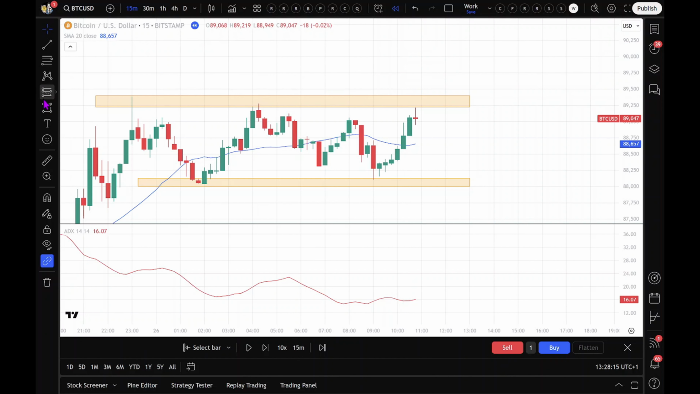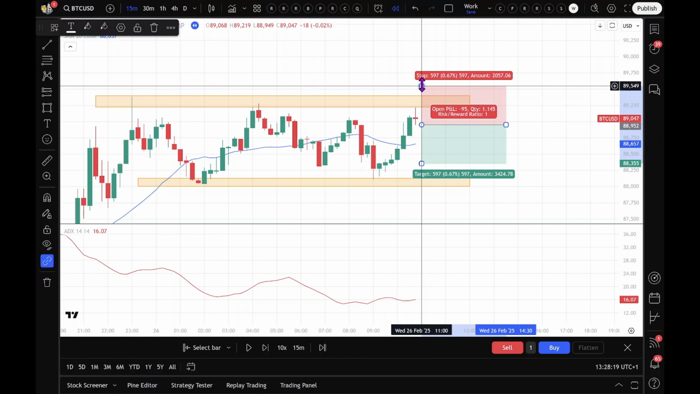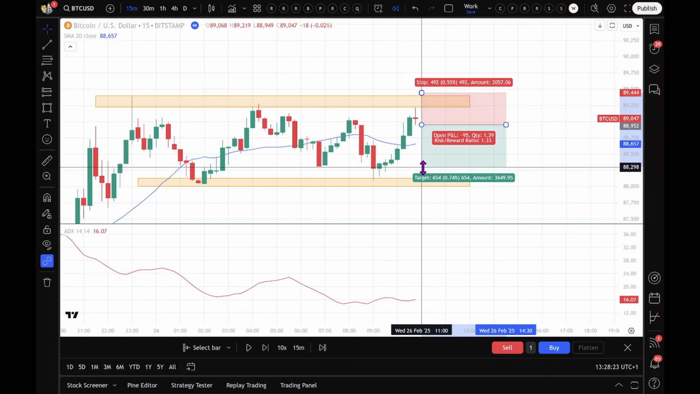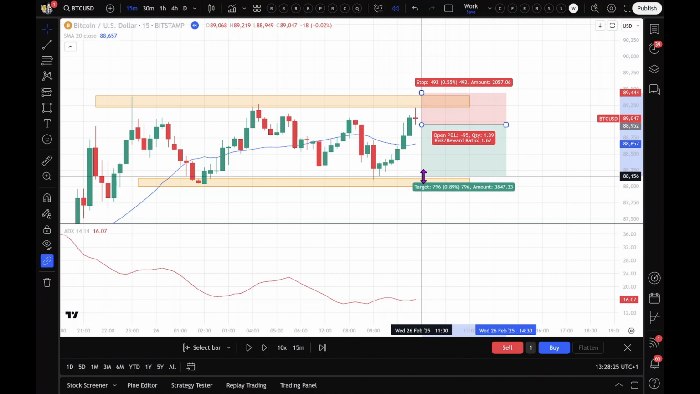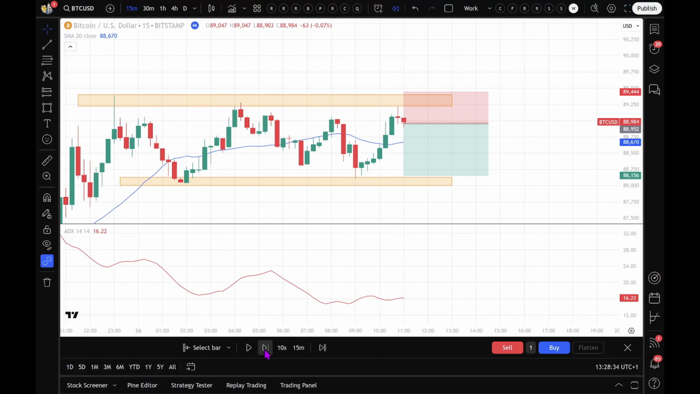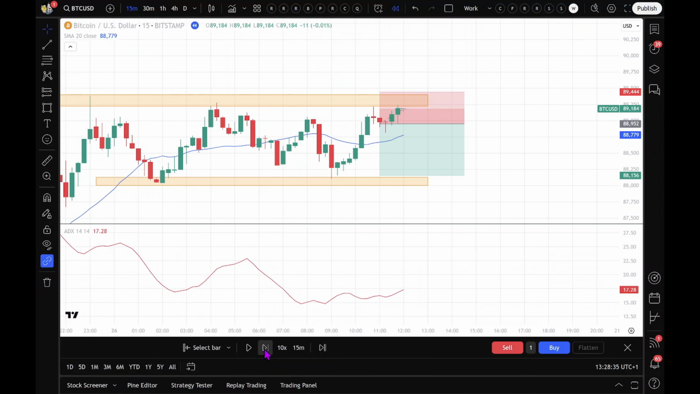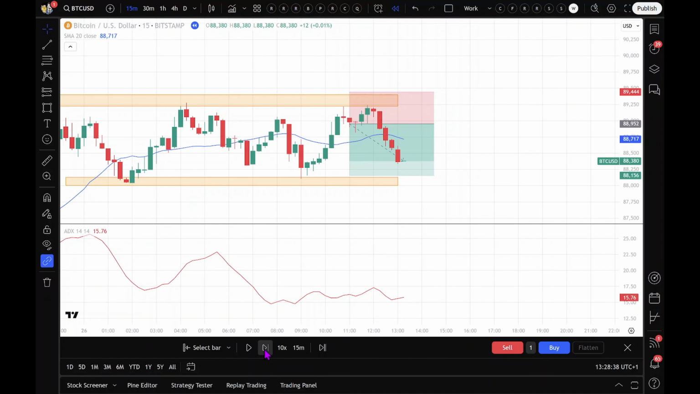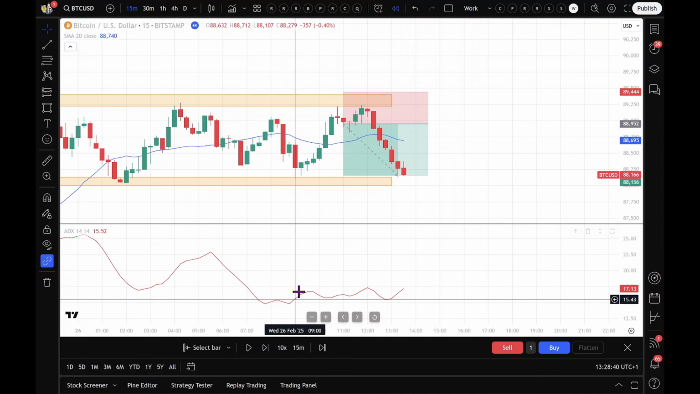A short position can be opened when the price breaks the low of the confirmation candle. Stop loss is placed just above the resistance, and take profit is set just above the support level to avoid premature rebounds. The trade is triggered here, and initially, the price moves against us slightly. However, the price then reverses in our favor and hits our take profit level successfully.